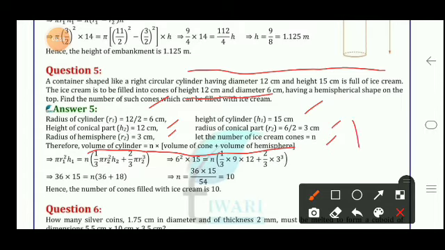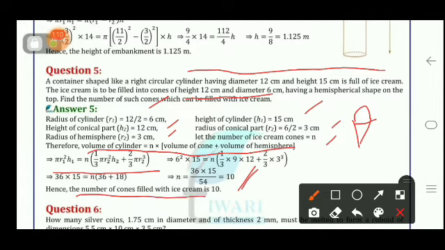So we have pi r1 square h1 is equal to n within bracket 1/3 pi r2 square h2 plus 2/3 pi r2 cube. So that will be 6 square into 15 is equal to n (1/3 into 3 square into 12 plus 2/3 into 3 cube). So we get n equal to 10. It means the number of cones filled with the ice cream will be 10.